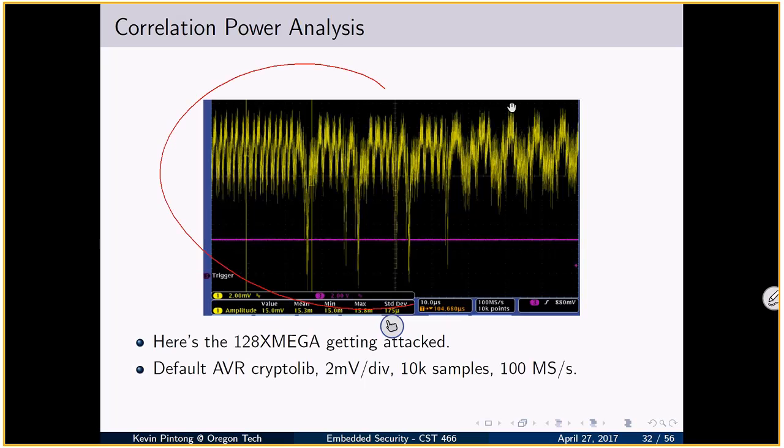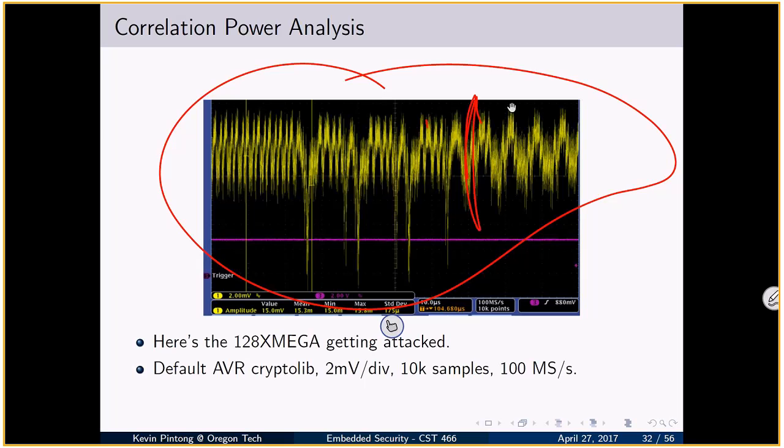If you just look at simple power analysis, you could probably tell there's something going on over here, right? But within one of these signals or one of these areas over here, you'll probably find a key of interest, right?